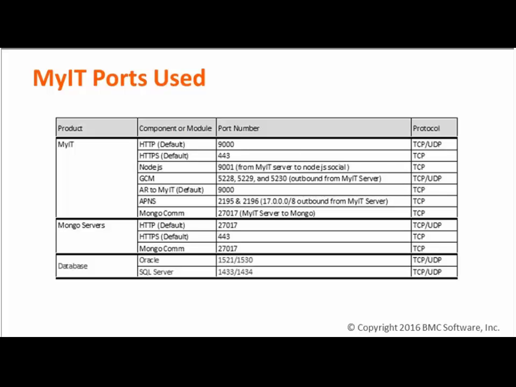And since MyIT has a tight integration with AR for the self-service capability, you need to make sure that the AR server can talk to the MyIT server. So you need to enable port 9000 from the AR to MyIT, whatever port you use for the MyIT server. If you use the default port 9000, then you need to make sure that is enabled. This is again for the internal communication between these two servers, the AR server and the MyIT server.